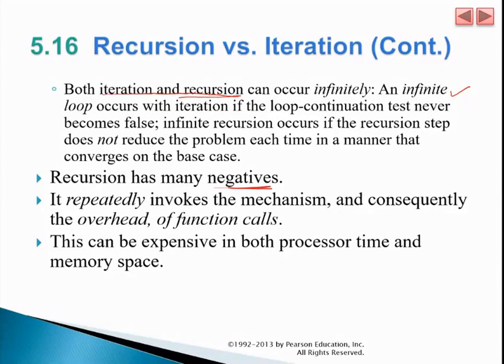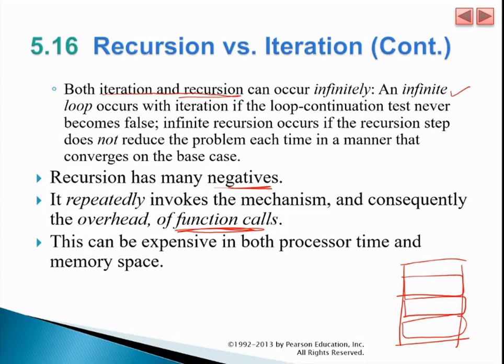Recursion has many negative points also. What are the negative points? It has the function call again and again. If you remember, in memory it is too much overhead to make a function call. It is quite easy to change the value of one variable, but to make an entire stack frame for a different function is too much overhead. So recursion is very expensive for both the processor and the memory. This is the negative point of recursion.